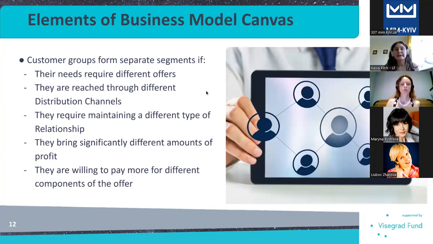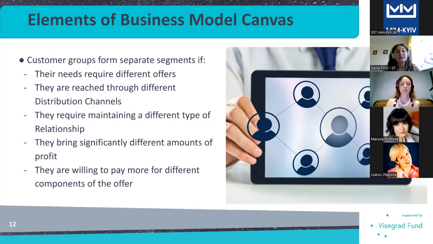Also, you can differentiate between different groups if you have to reach the customers through different distribution channels. Another way to distinguish them is if they require a different type of relationship. With some customers, you probably want to have a store and in-person contact, one-on-one with them. The personal contact is important, for example.